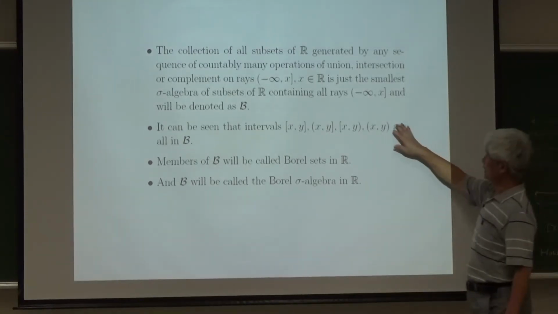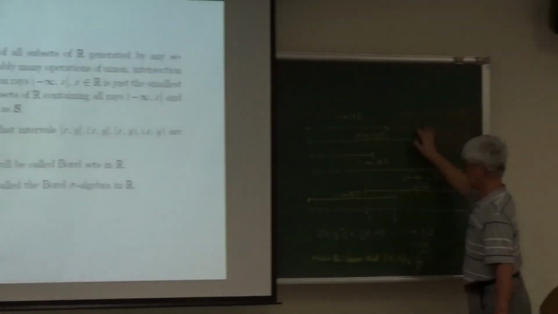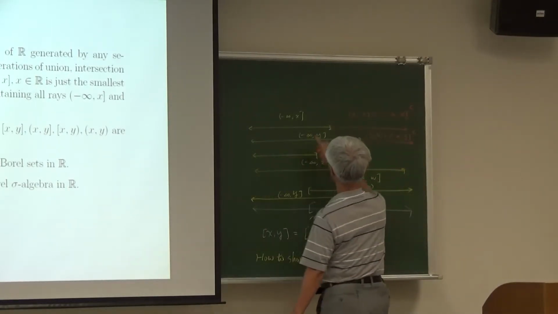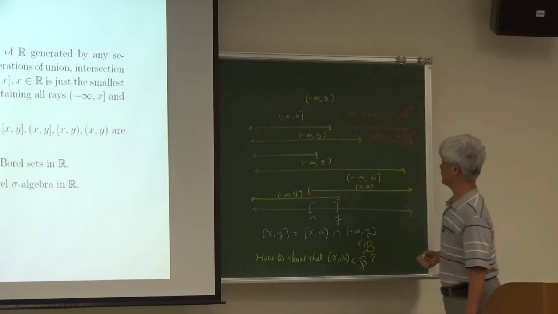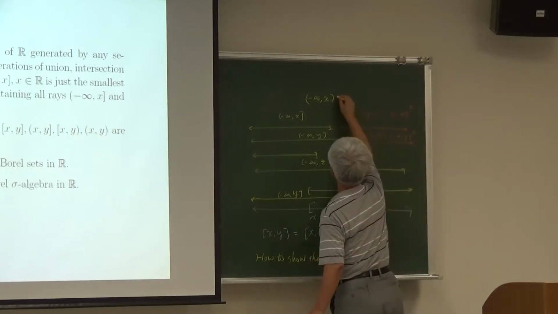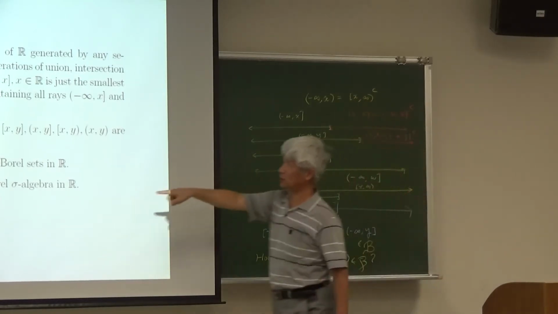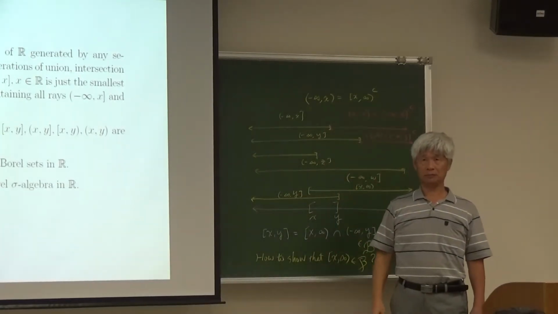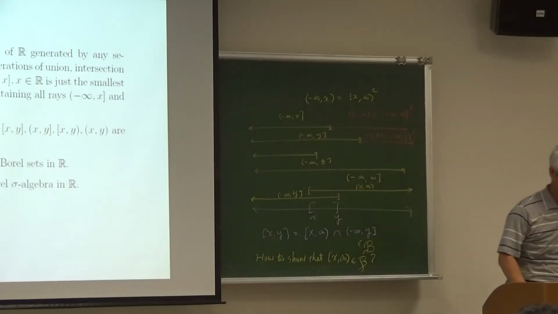And of course we know all intervals, such as these finite intervals. We can have infinite intervals like this kind, this kind, or this kind. There are four kinds of infinite intervals, right? One, two, three, four. And we know this is the complement. We already showed that this kind of interval is in B, so its complement is also in B. So they are all Borel subsets.